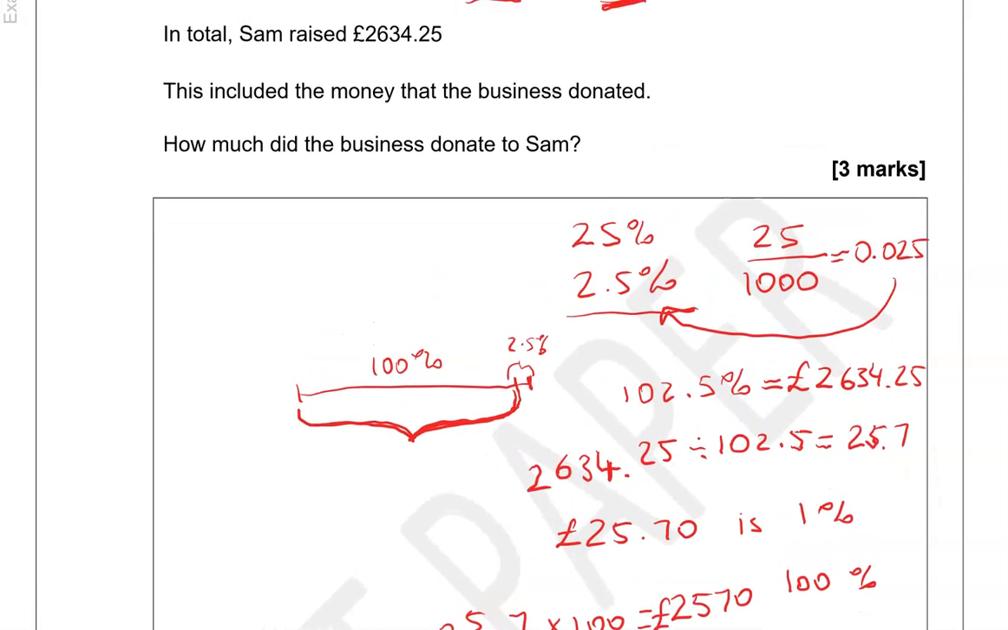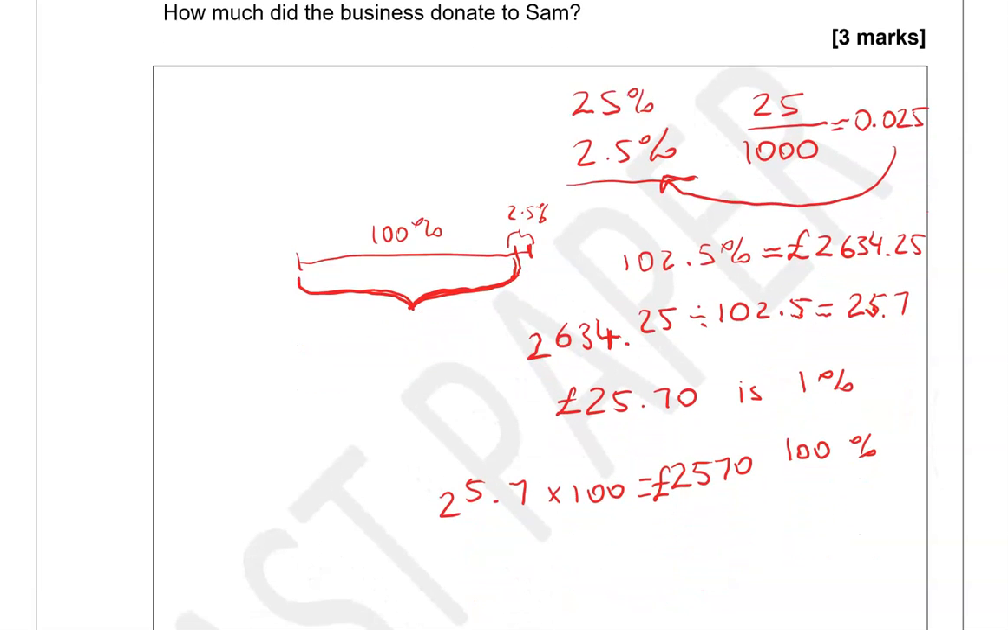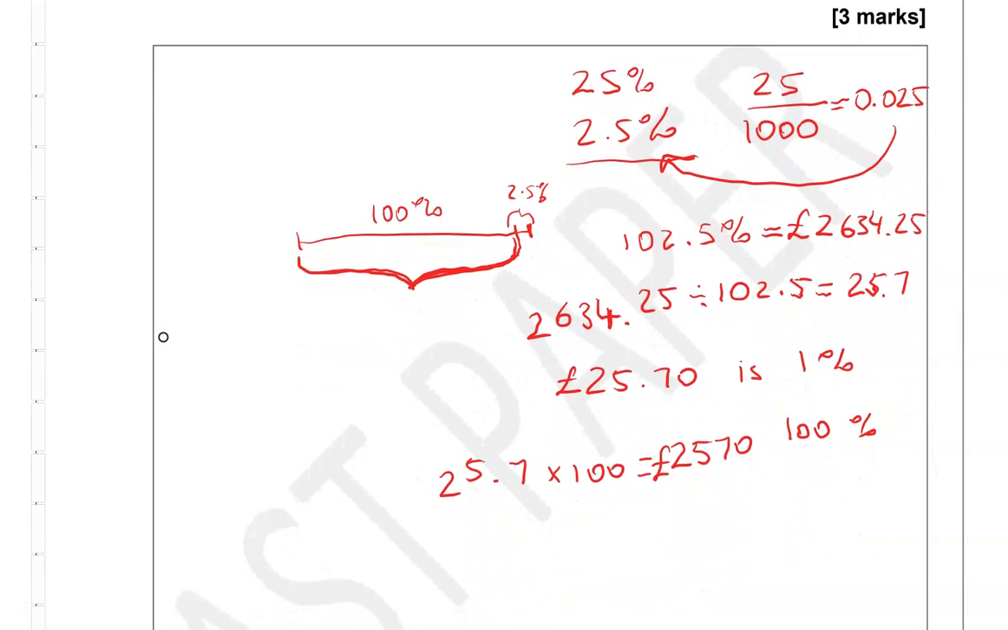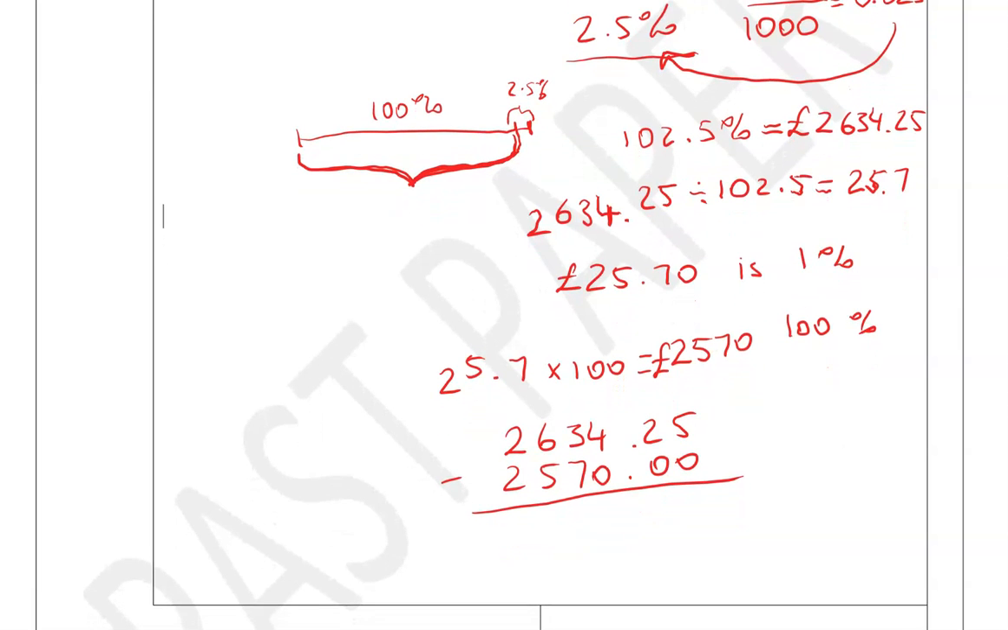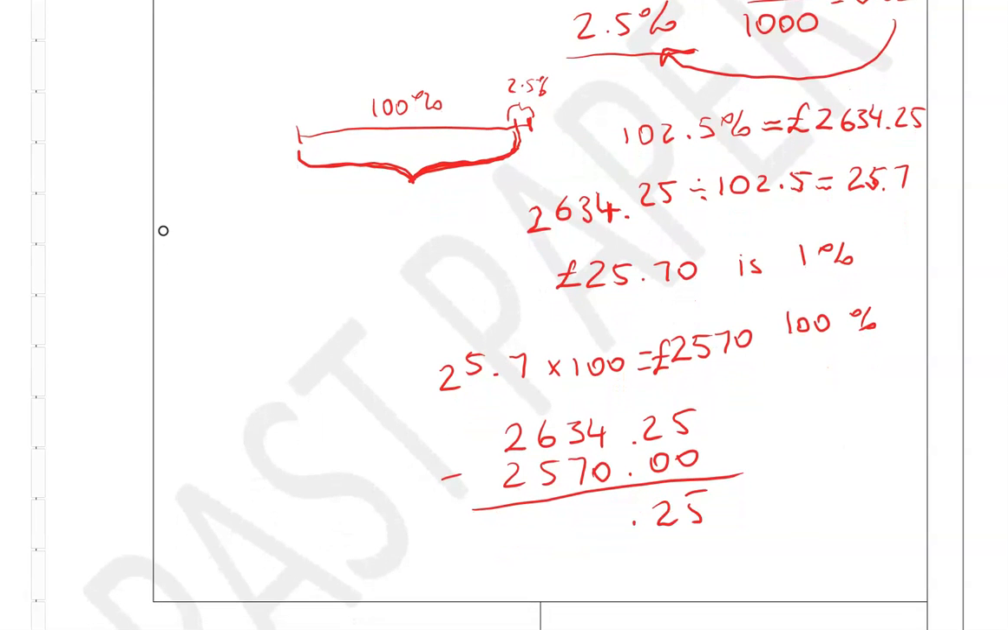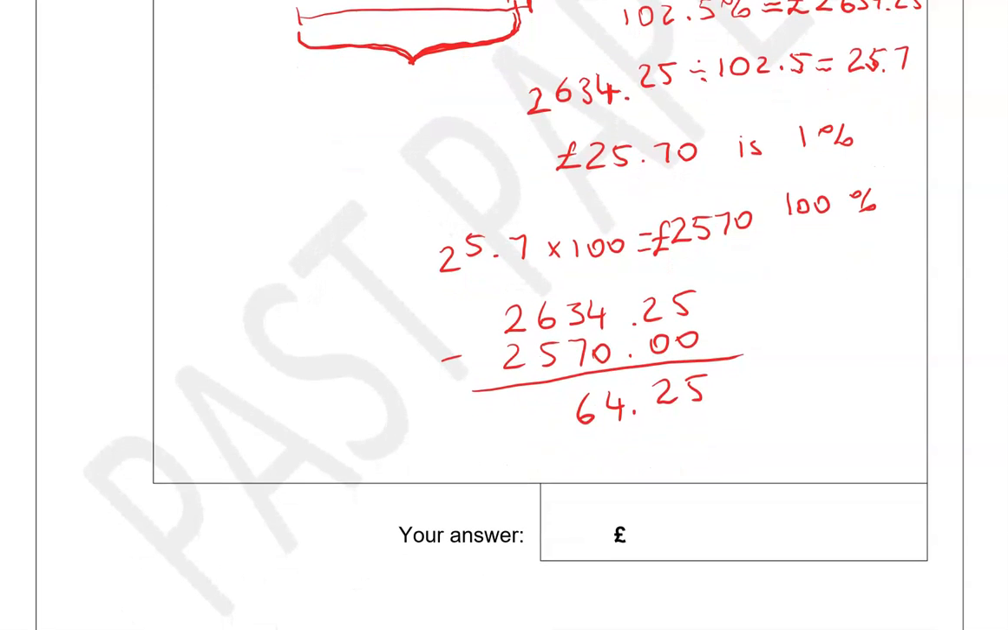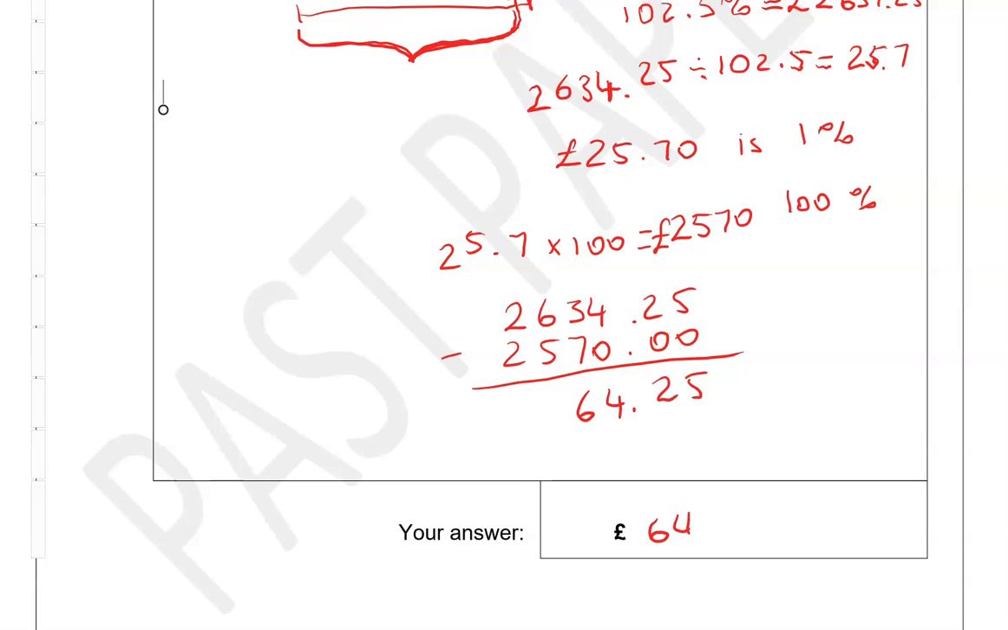So if we do now 2,634.25, take away 2,570, it gives us the difference, which is £64.25.